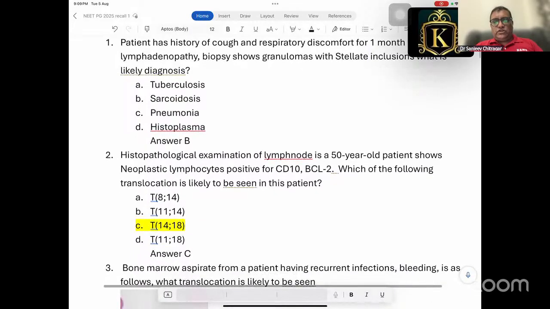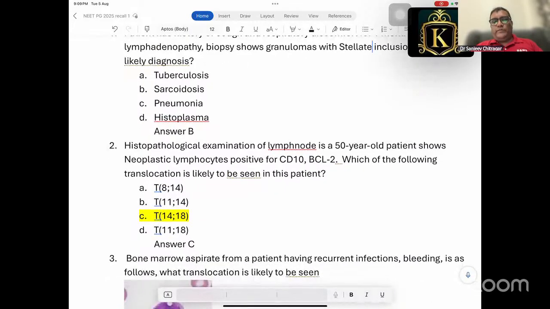Histopathological examination of a lymph node in a 50-year-old patient shows neoplastic cells. I think they had given a nodular pattern. So neoplastic cells in a nodular pattern, positive for CD10 and BCL2. Which of the following translocations is likely to be seen in this patient?